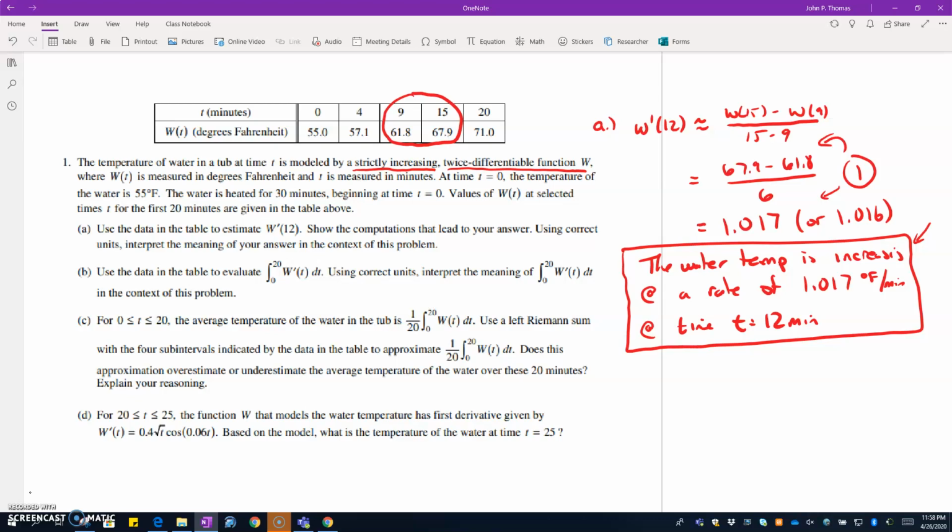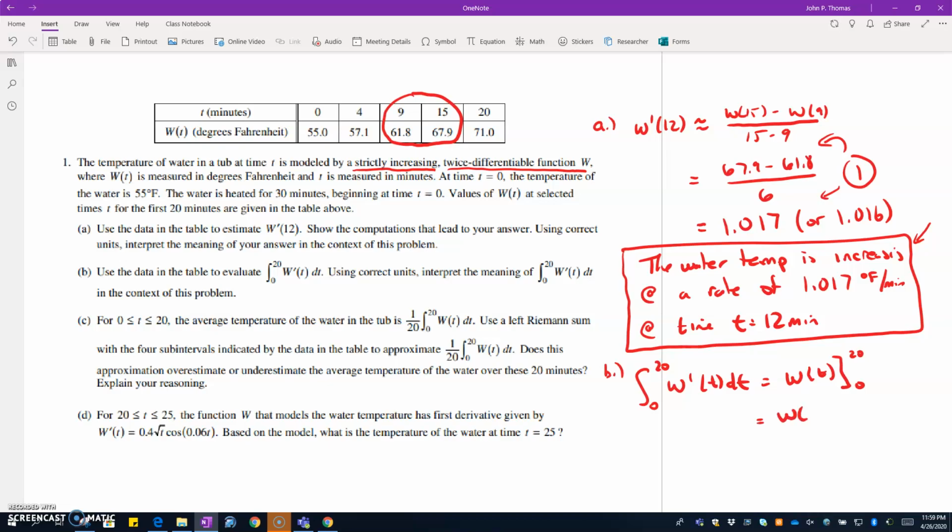Alright, so first thing when we look at this, it is asking us for the integral from 0 to 20 of w prime of t dt. Now, a lot of people jump to the conclusion that they're actually asking you for a left or a right Riemann sum or a trapezoid rule. But the fundamental theorem of calculus would say take the antiderivative of the inside function. So the antiderivative of w prime is just w. And then evaluate it from 0 to 20.